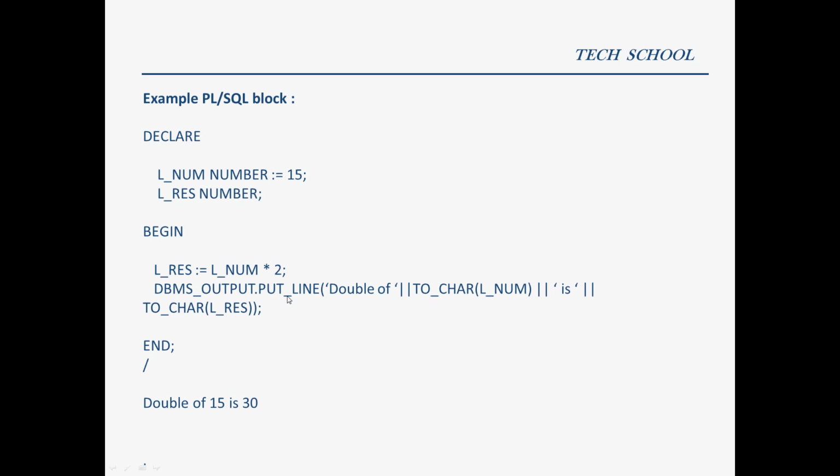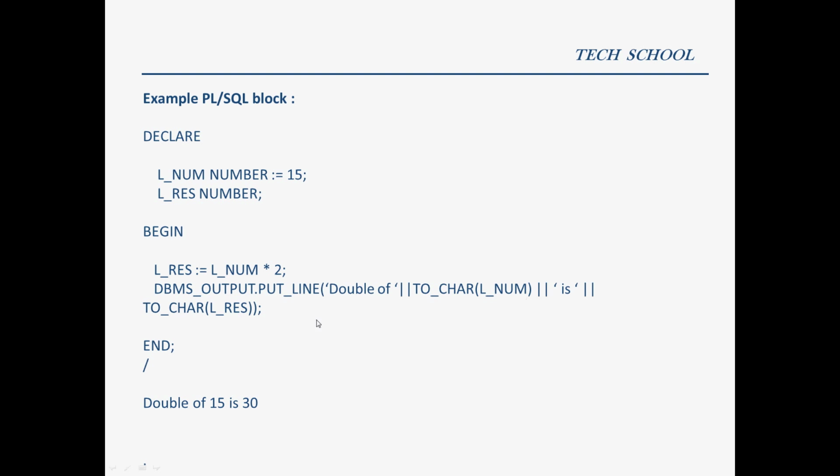And then this statement, this putLine function. This is the package name, DBMS_OUTPUT, and putLine is a function defined in the Oracle supplied package DBMS_OUTPUT. What this putLine function does is it prints the given string in the debugger output. So what is the string that we are printing? We are printing 'double of ' TO_CHAR LNum ' is ' TO_CHAR LResult.